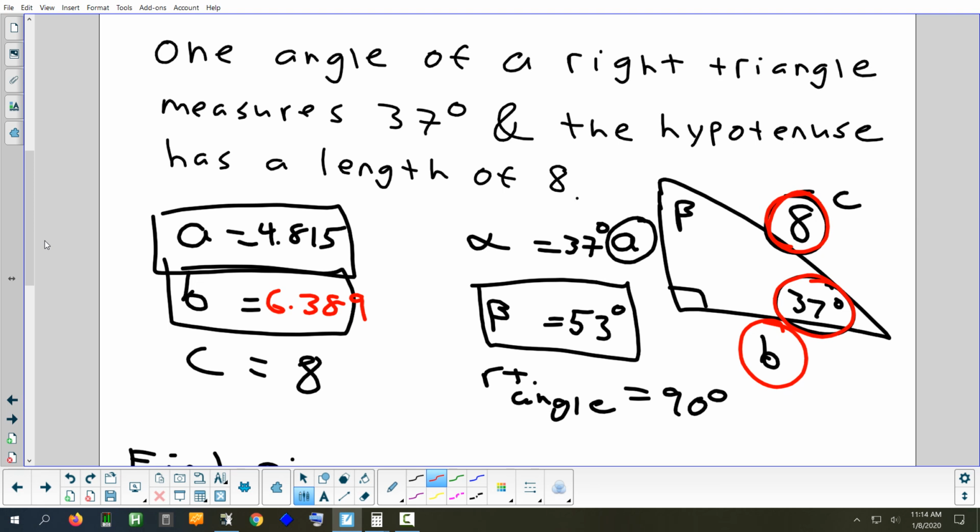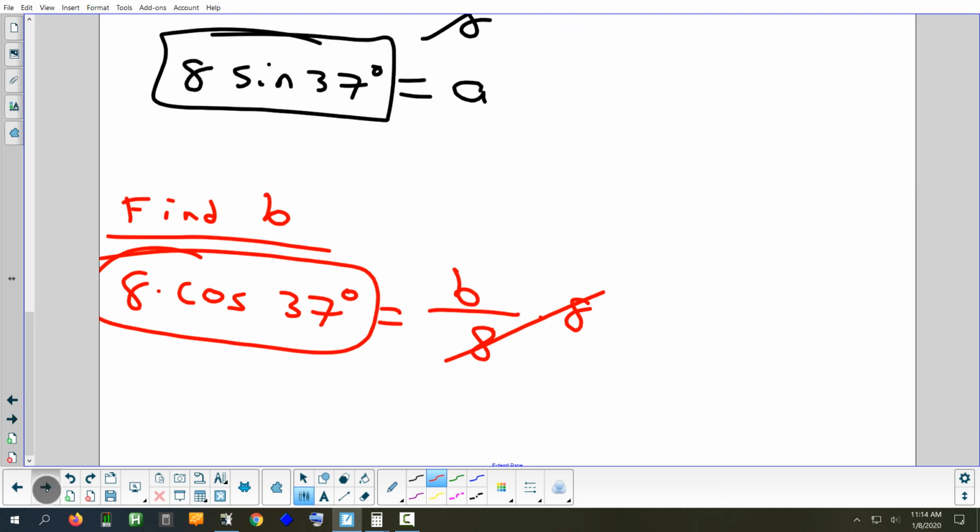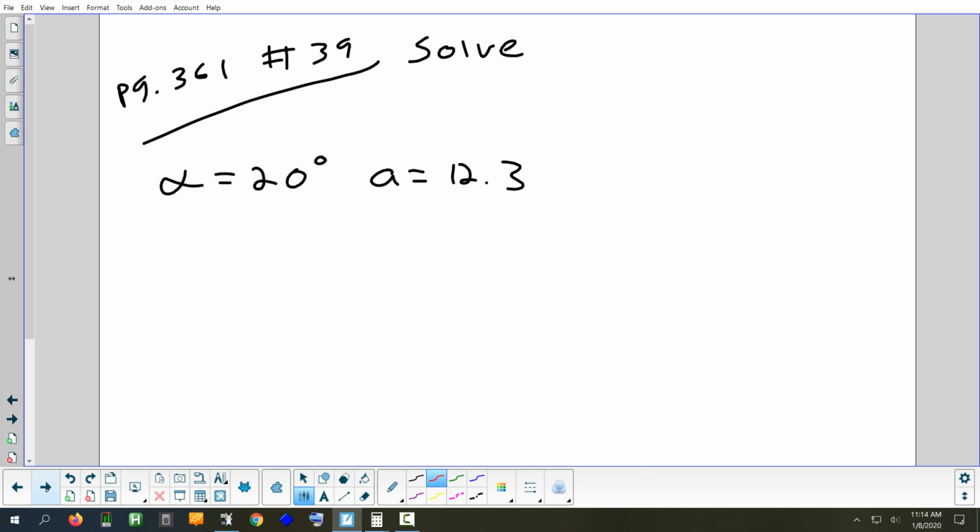Okay, so that's our first one. All right, let's look at this one. That one's from the book. It's number 39 on page 361, which I think is the same page as some of the questions from the homework for tonight.